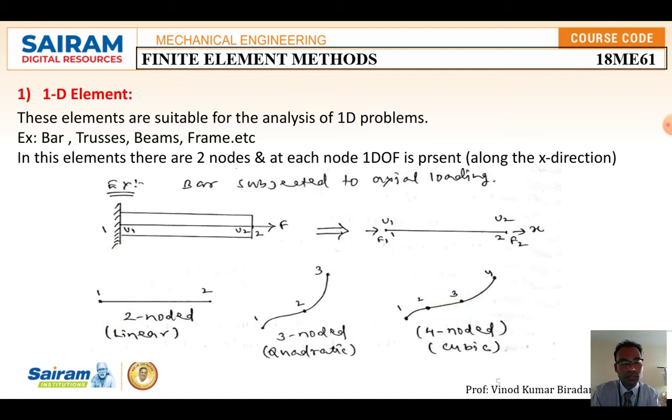These elements are called one dimensional elements. One dimensional elements are suitable only for one dimensional analysis problems, and each node has only 1 degree of freedom along the x direction. Examples are bar, beam, trusses, frame. All those come under one dimensional element.